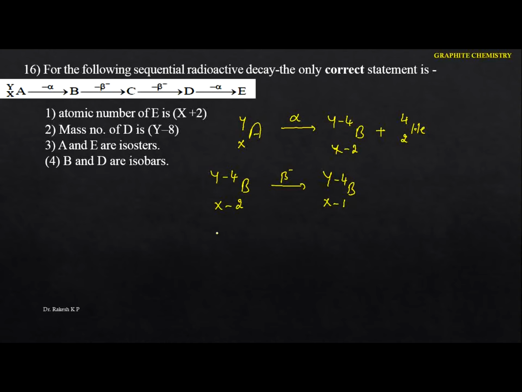Okay, next one, that is B. Okay, this is the C that we got here. Again, this is Y minus 4, this is X minus 1. Again we are going to do the beta minus decay here. So again you are going to identify there is an increase in the proton, that decreases in the neutron.